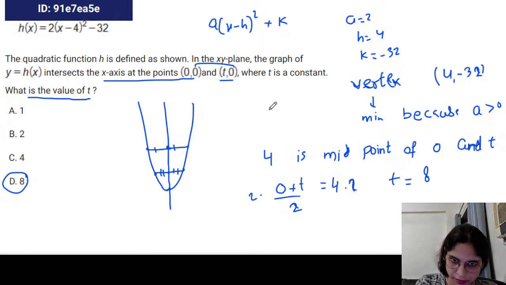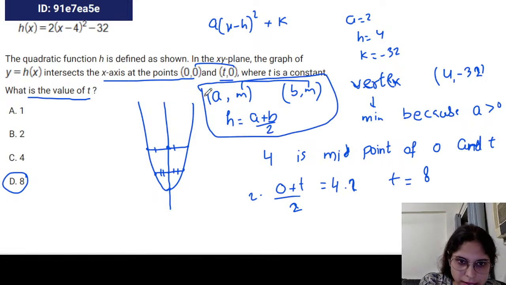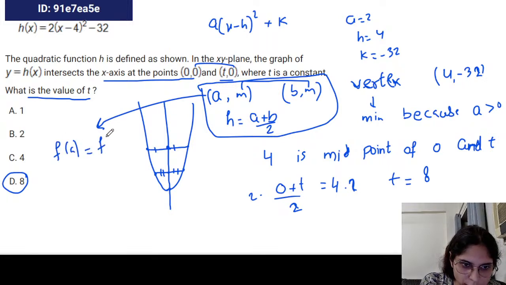talking about again. So if you have (A, N) and if you have (B, M), where M is the same y value, then your H, the axis of symmetry or the x value of the vertex, is going to be (A plus B) over 2. And this can also be written as: if f of A is equal to f of B, then your H is going to be (A plus B) over 2.